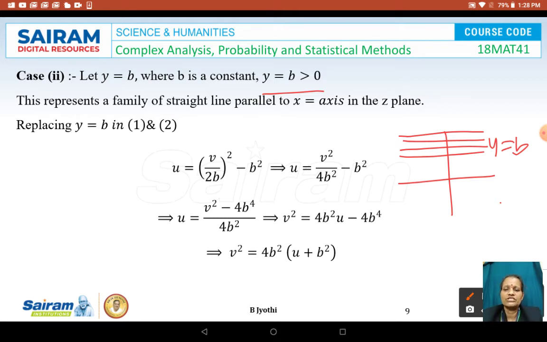So when we substitute in the equation, we get u is equal to (v by 2b) the whole square minus b square, or u is equal to v square by 4b square minus b square. On simplification, we get u is equal to (v square minus 4b power 4) by 4b square. This implies v square is equal to 4b square u minus 4b power 4. That is, by taking 4b square outside, v square is equal to 4b square times (u plus b square), which is again representing the family of parabolas.